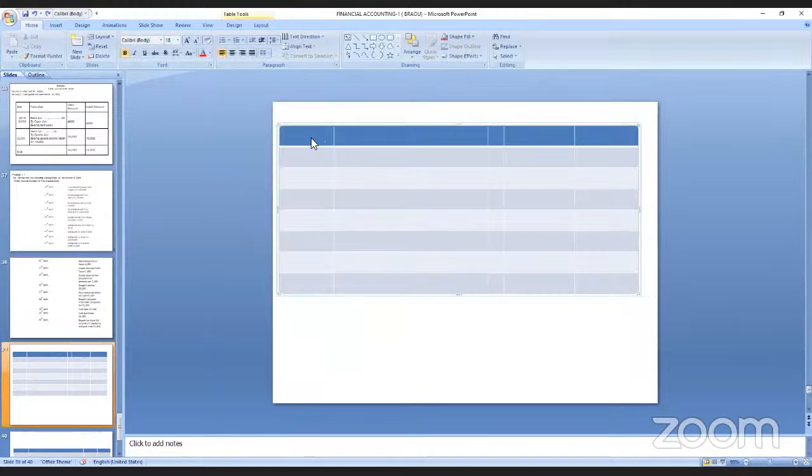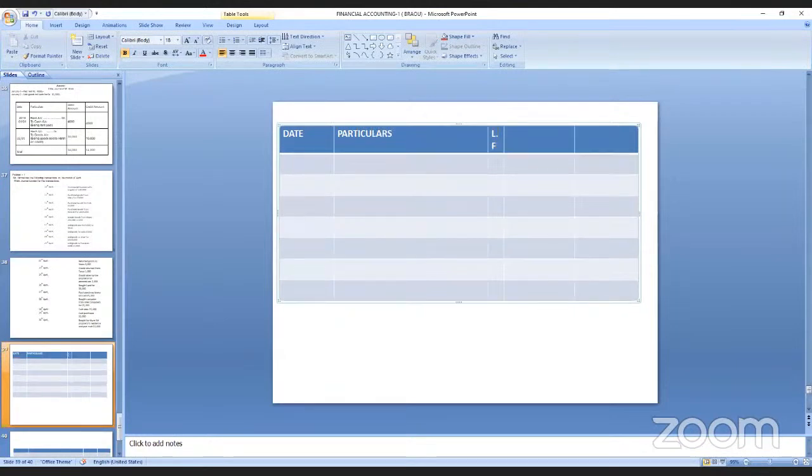Now you see, first one is the date. Next is the particulars. Next is the LF. Next is the debit, credit.